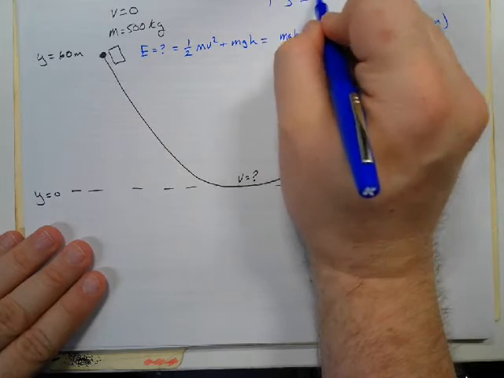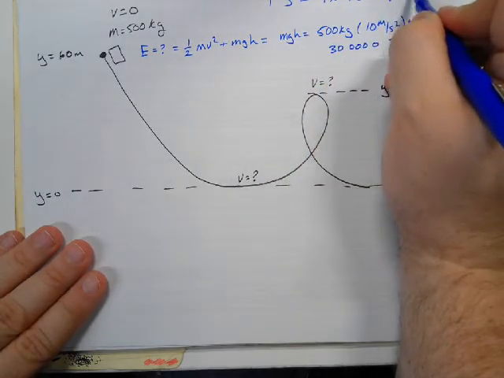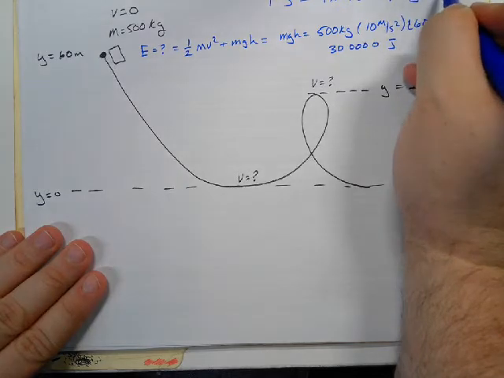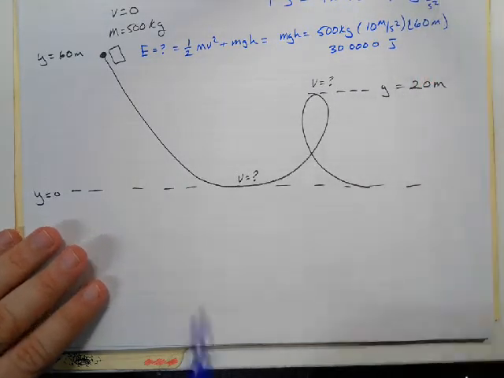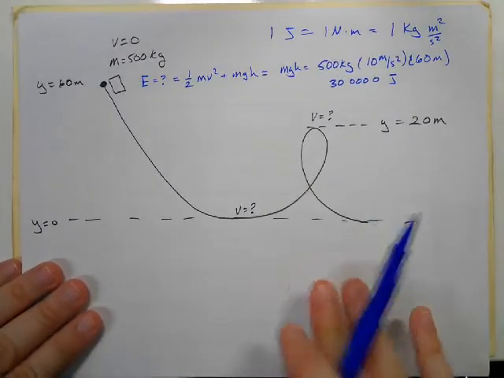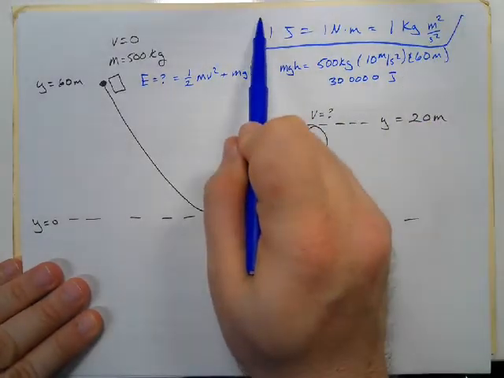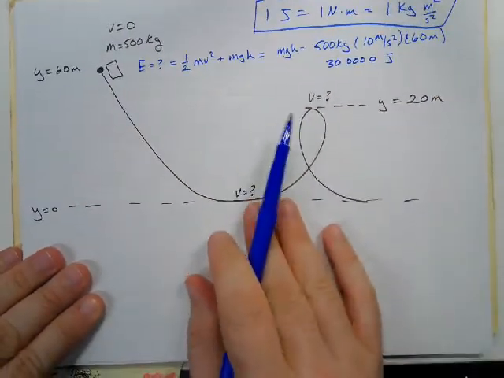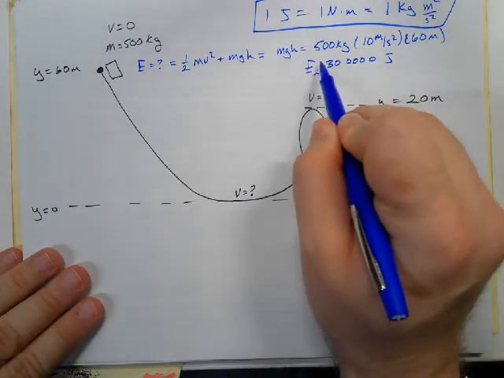1 joule is 1 newton meter is 1 kilogram meter squared per second squared. And all the different versions of this that you've seen for kinetic energy and potential energy and work all have the same units. But anyway, this is our energy. This is our E initial.